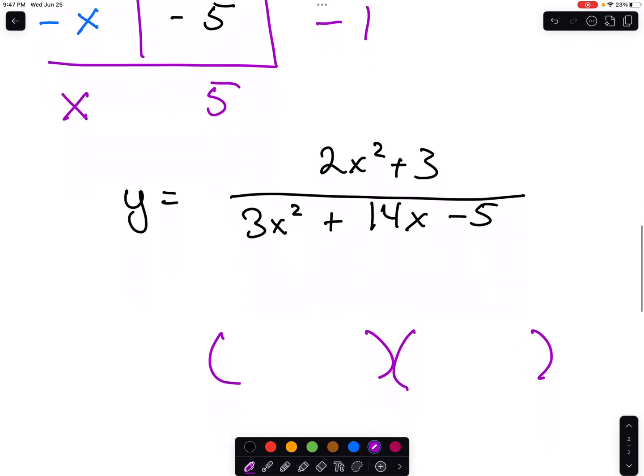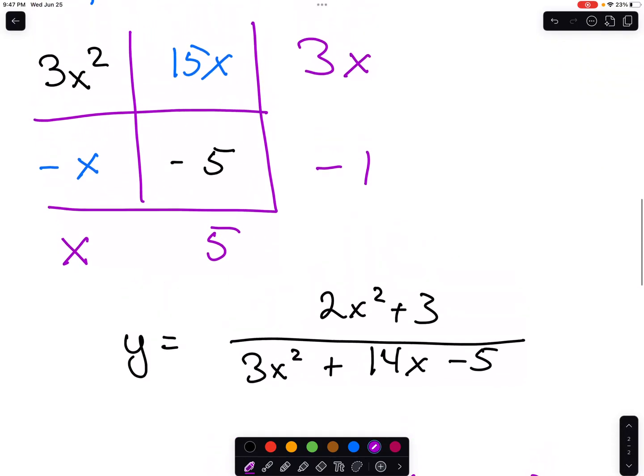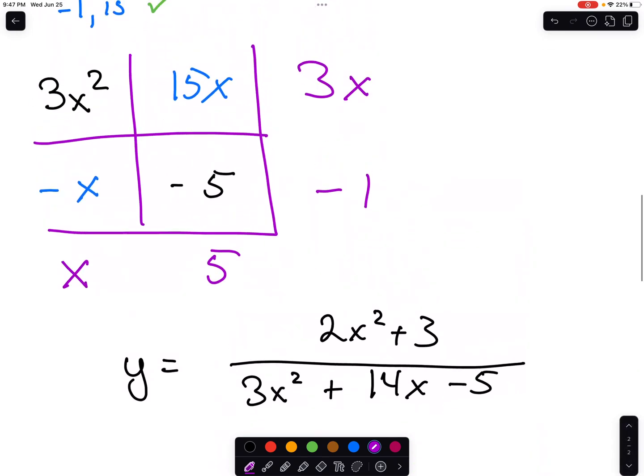So I think before we explored some examples where we did foiling: first, outer, inner, last. We started with a binomial times another binomial. We foiled and we got an answer. Combined like terms, we get an answer. Now what we're doing is starting with the answer and working backwards. That's what factoring is. Factoring is starting with those answers and working backwards, right? And so it's this whole thing. So we got what? X plus 5. And we got 3x minus 1.